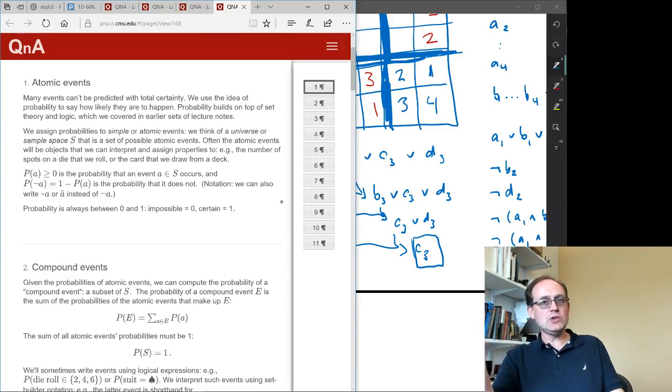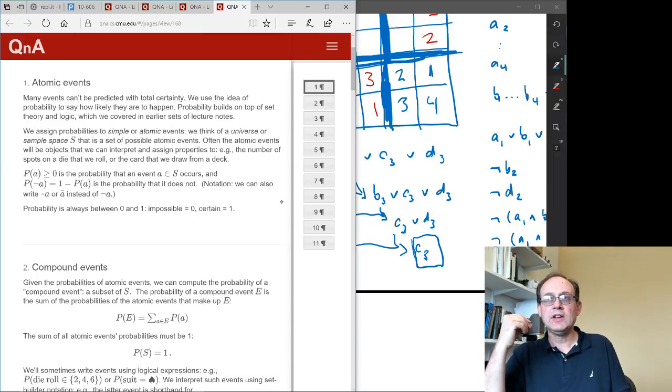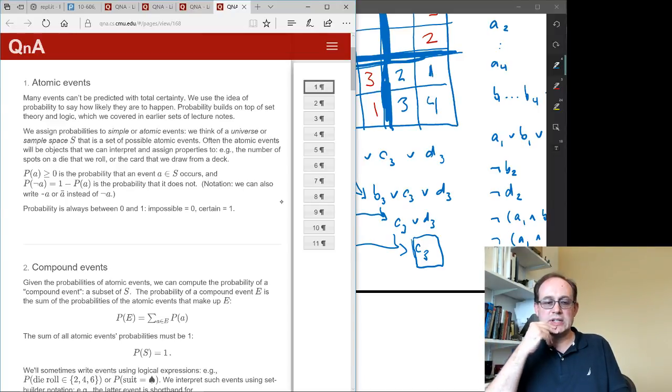We'll start with a universe or a sample space that we'll call capital S. These are a set of what we'll call atomic events. So atomic means that it can't be divided further. So this is like the simplest possible event that we're going to consider. An example of a set of atomic events would be if we're talking about rolling a die. There are 6 possible die rolls, 1 through 6, and so our sample space would be just the integers 1 through 6.